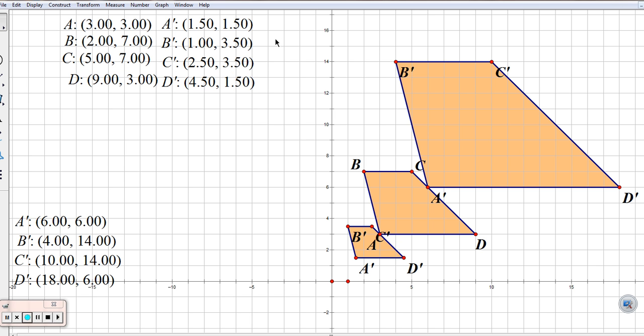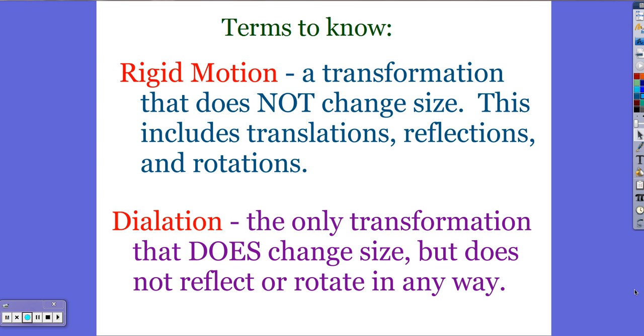My image coordinates are exactly 1/2 of my pre-image coordinates. So I'm going to say that my new image is exactly half the size of my old image. Now when I say half, that means all of the sides are going to be half the length, and all of my coordinates are going to be half of what they were before. So these are our dilations. I can either get larger or I can get smaller depending on what ratio I used. So let's continue.